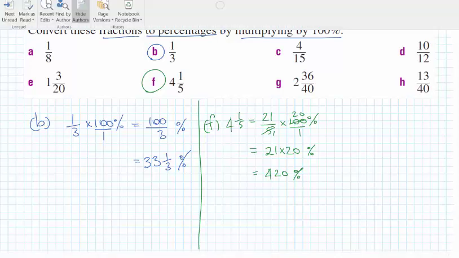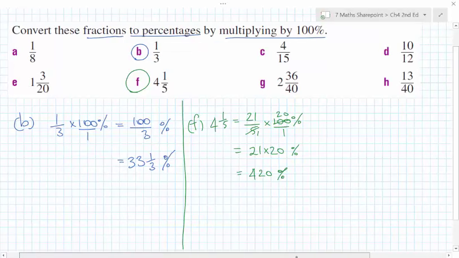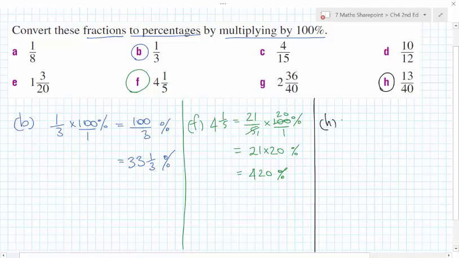Let's have a look at H. I have 13 over 40. I multiply that by 100%. Here I have the opportunity to look and see that 10 goes into that once and 10 goes into that once. So I now have 4 down the bottom here and 10 up the top. I also know that 2 goes into that twice and 2 goes into that 5 times.